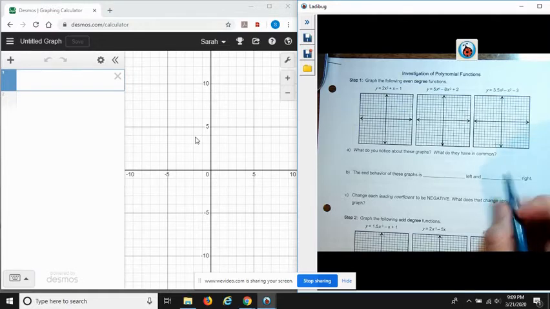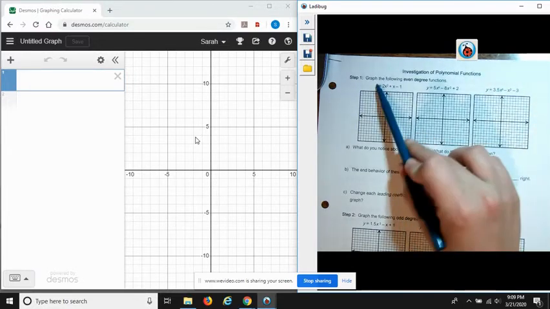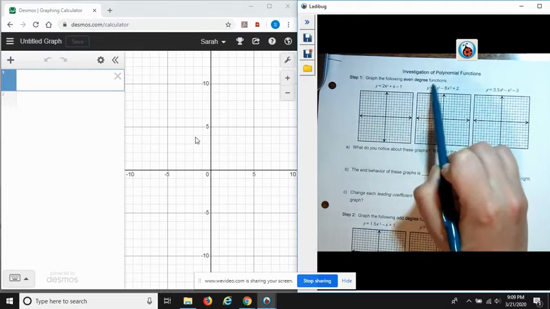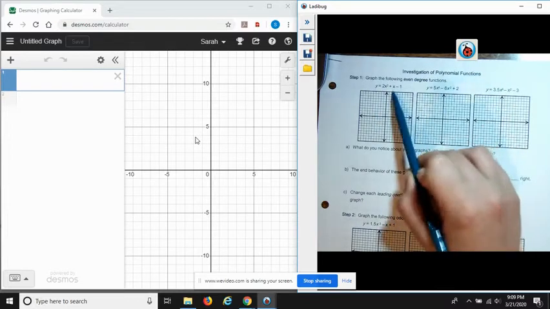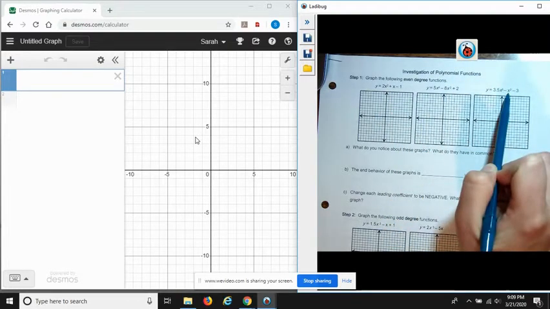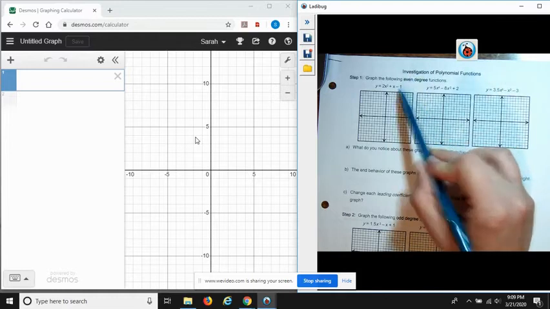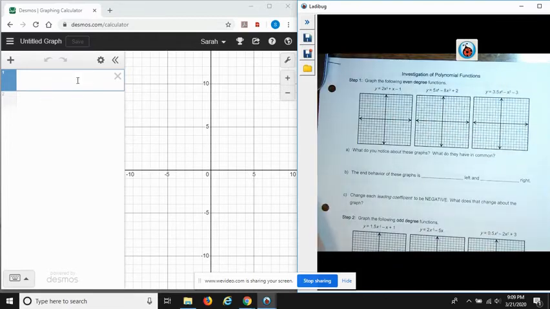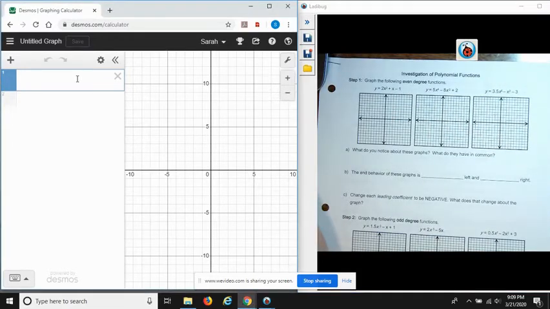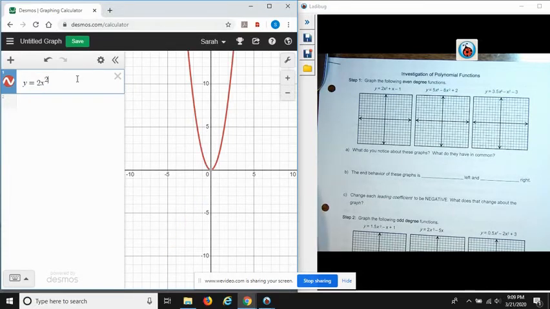Okay, so what it asks you to do first is graph the following even degree functions. So there are 3 different functions right here. So that means that you need to be doing 3 different graphs. So let's do the very first one. We have y equals 2x squared plus x minus 1. And we get this function right here.